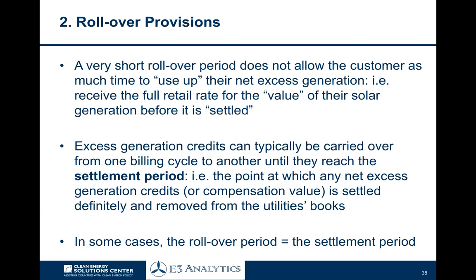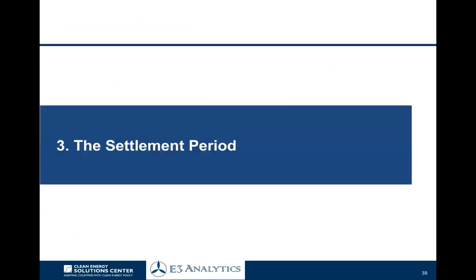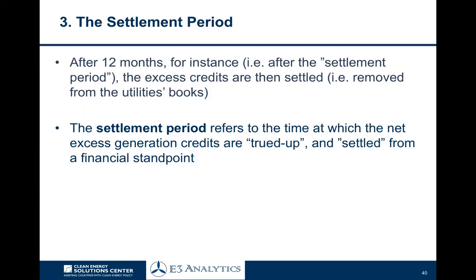But in other jurisdictions, particularly in the US, the rollover period is monthly, you carry over, and then the settlement period is at the end of the year. After 12 months, for example, under this third example of the settlement period, the excess credits are then finally settled. And that means they're removed from the utility's books. This is often necessary for accounting purposes.